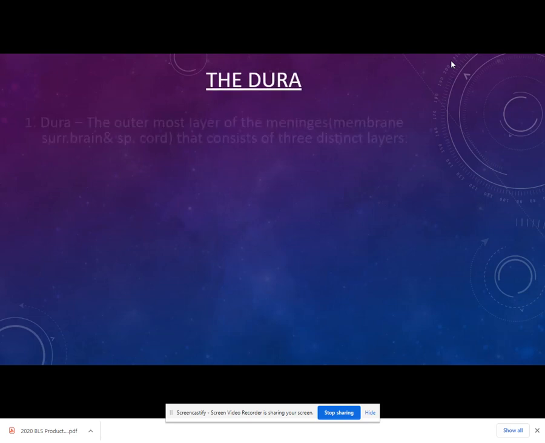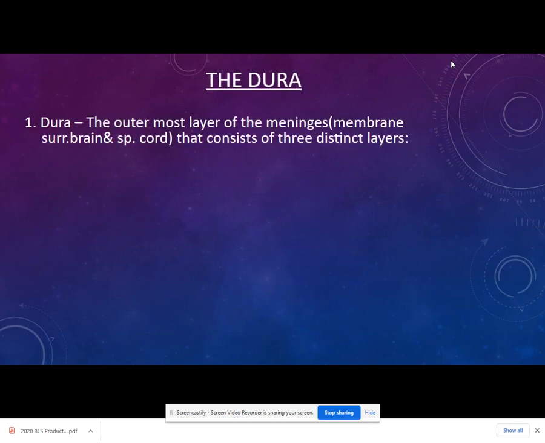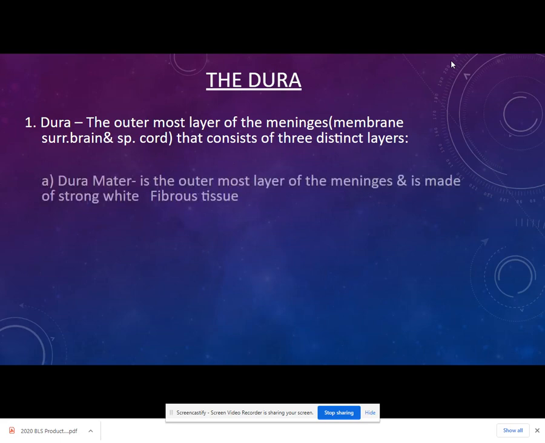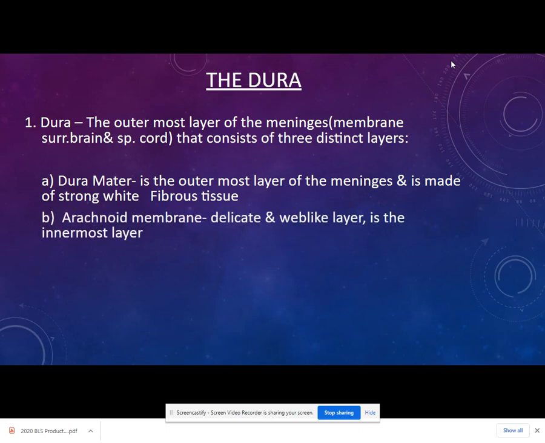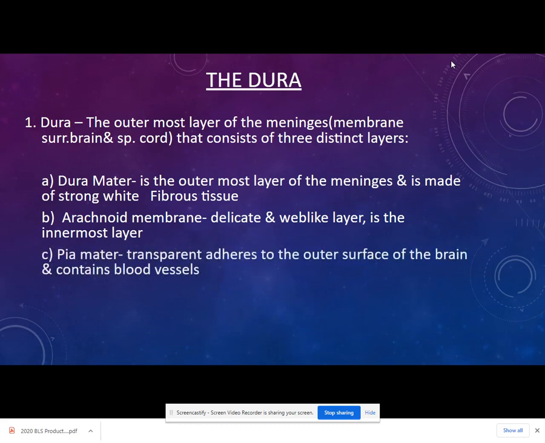Now we have the dura. The dura is the outermost layer of meninges, or membrane, that's attached between the bones and the brain. Okay, so there's 3 layers. There's the dura mater, which is the outermost layer, and it's made of strong white fibrous tissue. Then we've got the arachnoid membrane, which is delicate and web-like. And then we've got the innermost, the pia mater, that adheres to the outer surface of the brain and contains the blood vessels. Okay, so those are layers.